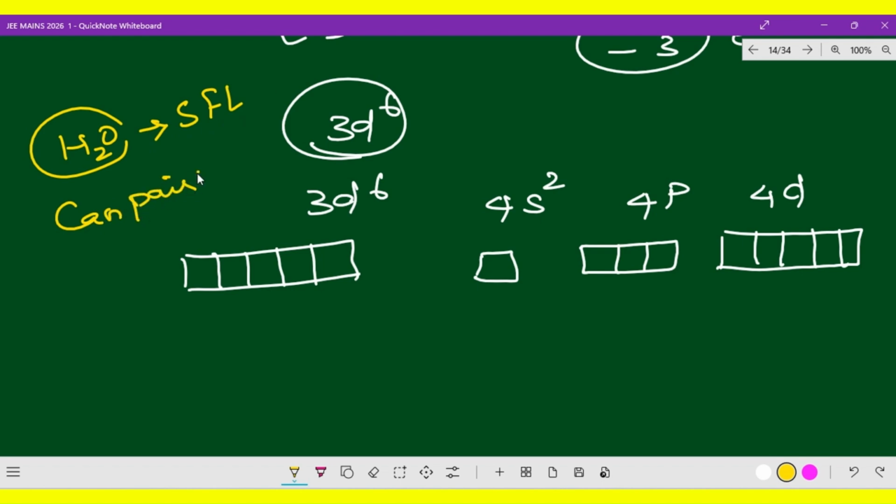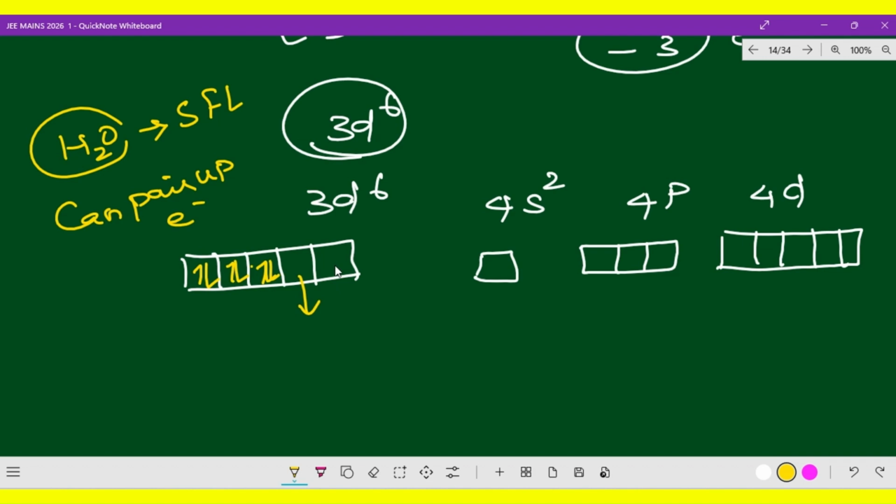Can pair up electrons. So that means electrons here: 1, 2, 3, 4, 5, and 6. It can pair up the electrons. So that means 1, 2, 3, 4, 5, 6. Now that means here 2 orbitals are left.